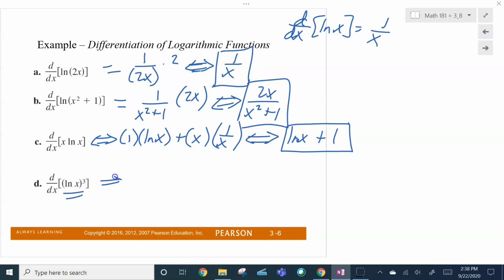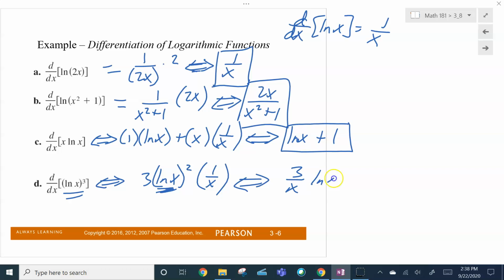Here we've got the power rule. I've got to run the power rule first. So this becomes 3 ln of x squared, but then I have chain rule because I don't just have an x inside. I have the natural log of x, so I take the derivative of the natural log, which is 1 over x. So this just becomes 3 over x times ln of x squared.